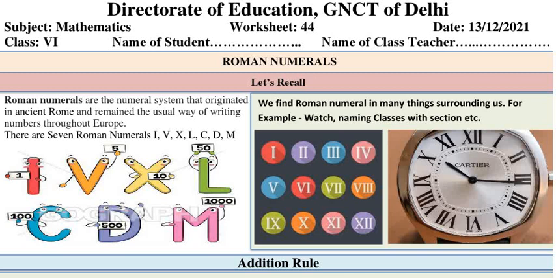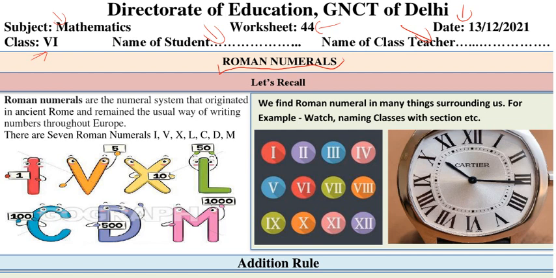In this video, we are going to solve worksheet 44 of subject mathematics. It is for class 6. Here you need to write your name, your class teacher's name, and today's date, which is 13th December 2021. We will study about Roman numerals.